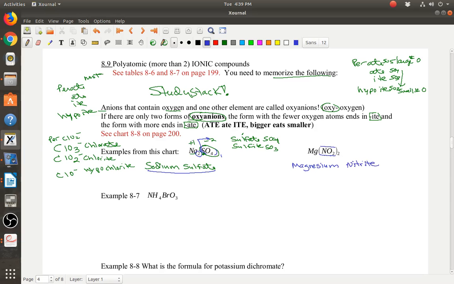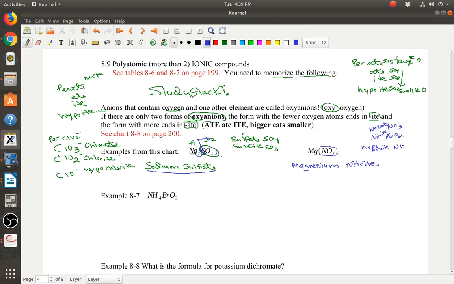And you'll get to use the polyatomic ion chart on the test, but you do have to memorize many of them, and I give you a quiz on that, a matching quiz, just to get them in your brain. So this is nitrite. So let's just look at this for a minute. If NO2 is nitrite, then what is nitrate? NO3 is nitrate. What would be hyponitrite?